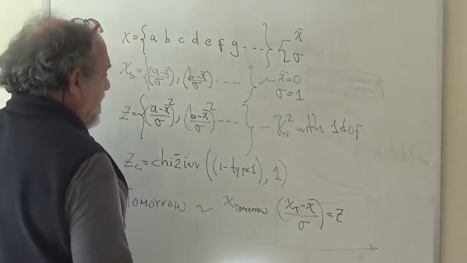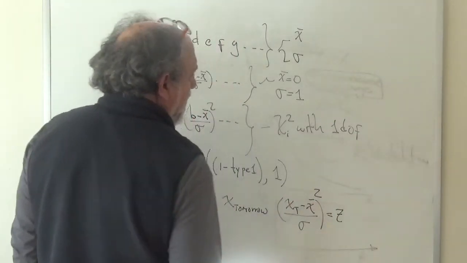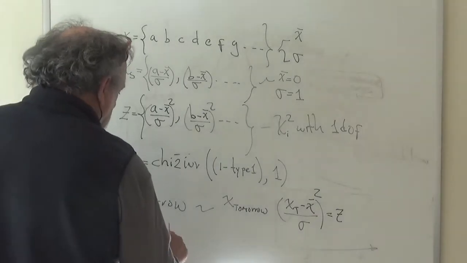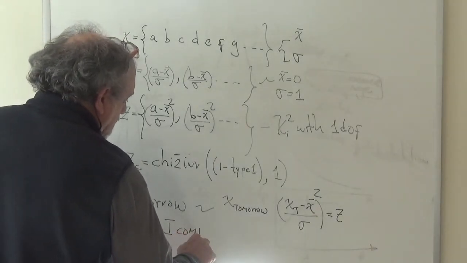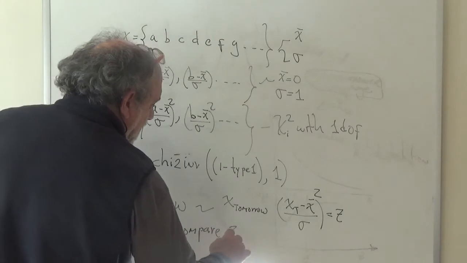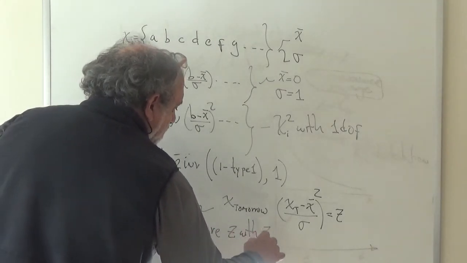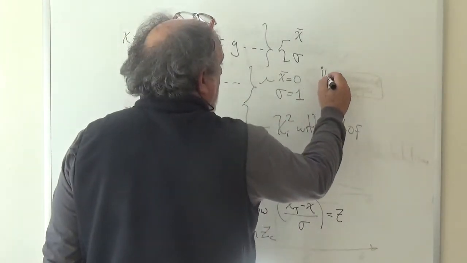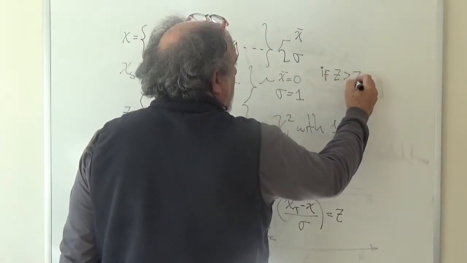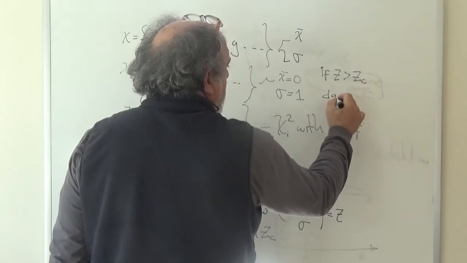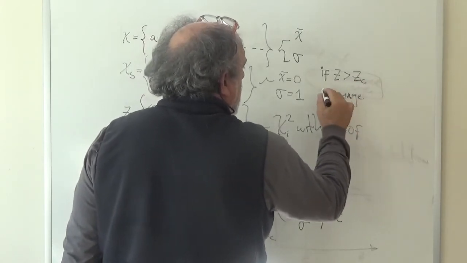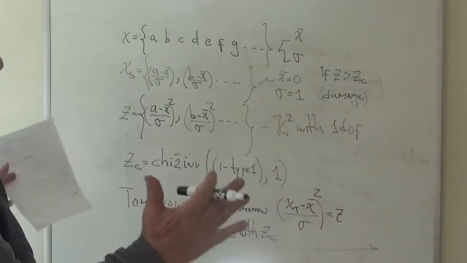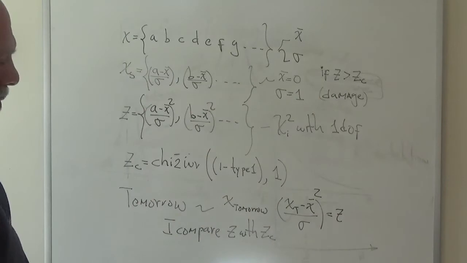Actually, no, I don't get my Z. I square it, and I get my Z. So now that I have my Z, I compare my Z with ZZ, right? And if Z is greater than ZZ, I say damage. And that's equivalent to having done a two-sided test on the Gaussian.